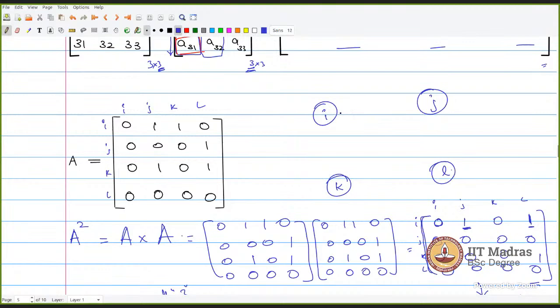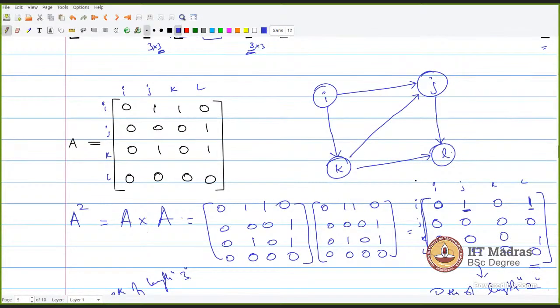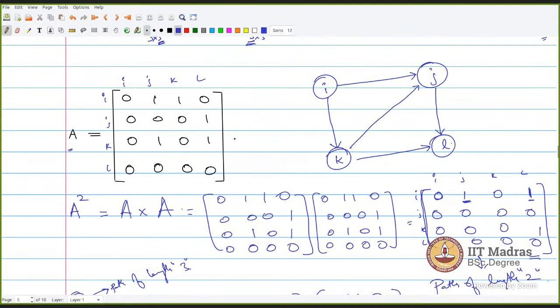Now I to J, there is a directed edge. I to K, there is a directed edge. And J to L, there is a directed edge. K to J, and K to L. So from this adjacency matrix A, this is the graph we get. This is the graph that represents this adjacency matrix.